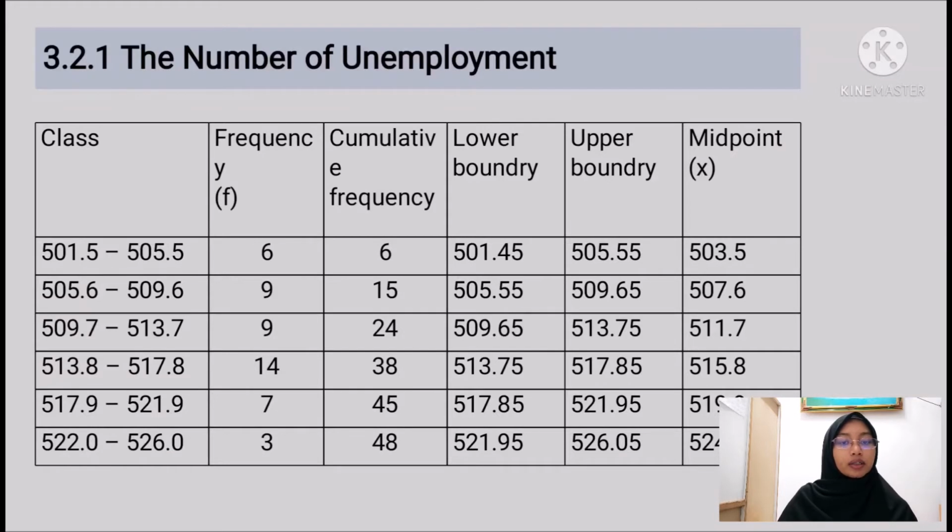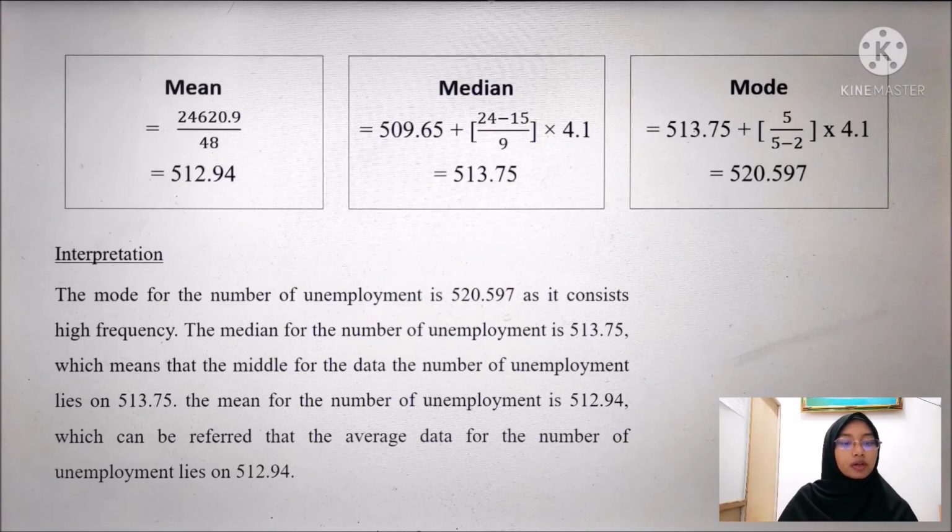For the number of unemployment, based on the diagram, the mode is 520 and 597 as they have high frequency. The median for the number of unemployment is 513.75, which means that the median for the unemployment data lies on 513.75.